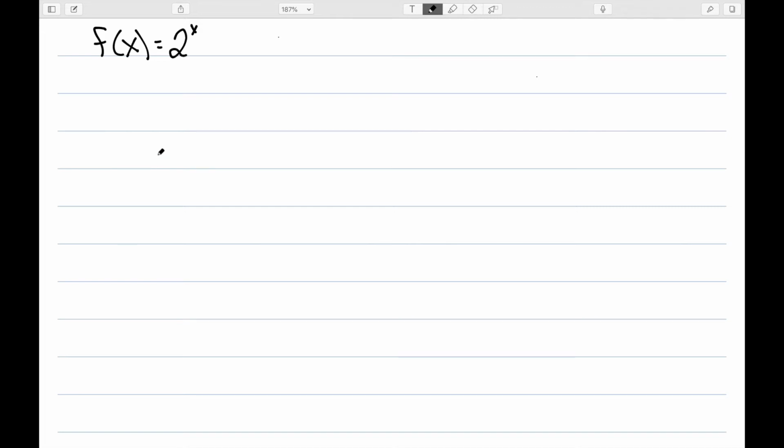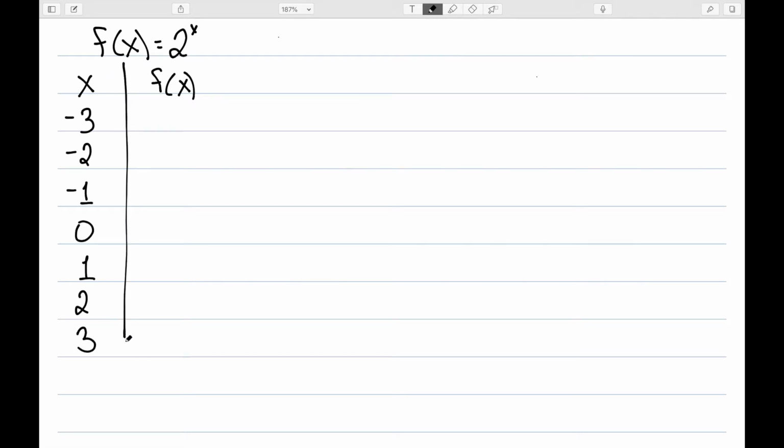Let's take a closer look at the function f of x equal to 2 to the x. I want to start by building a table. I'm going to let x be -3, -2, -1, 0, 1, 2, and 3. And then I'm going to evaluate f of x.